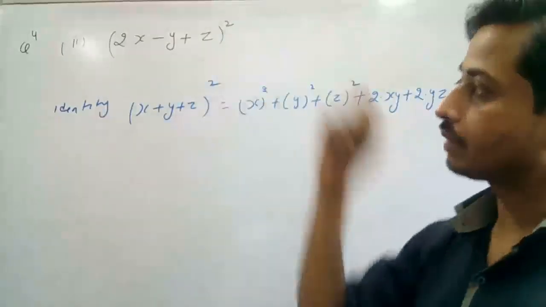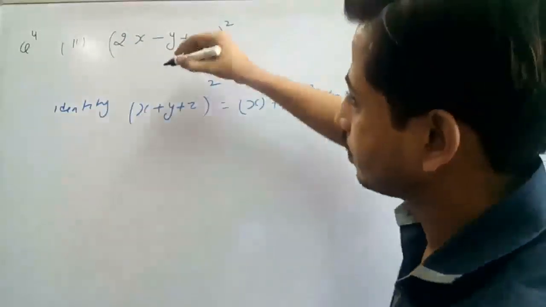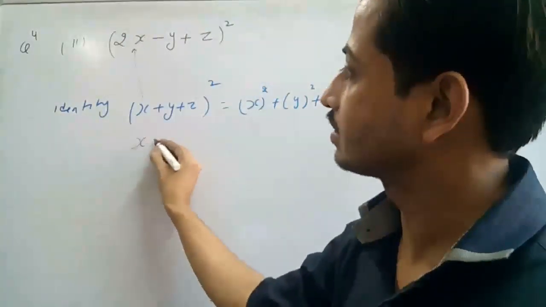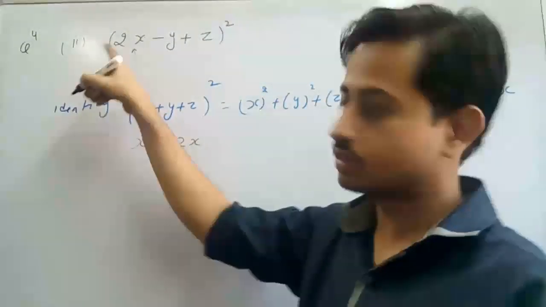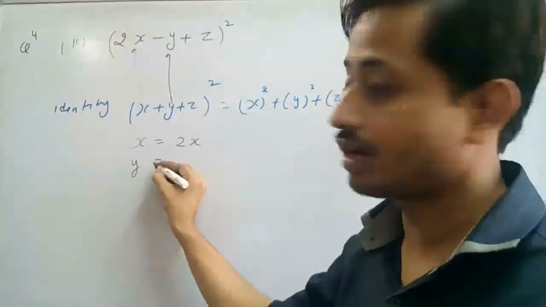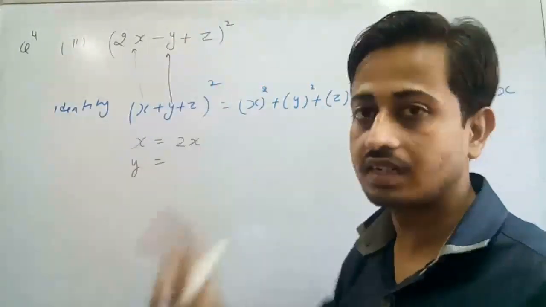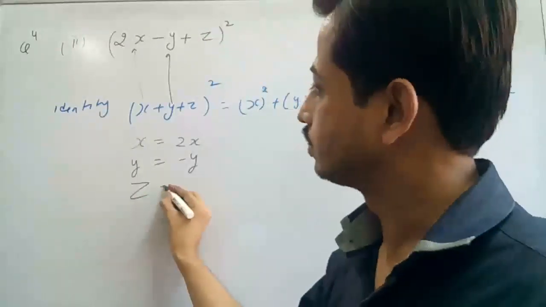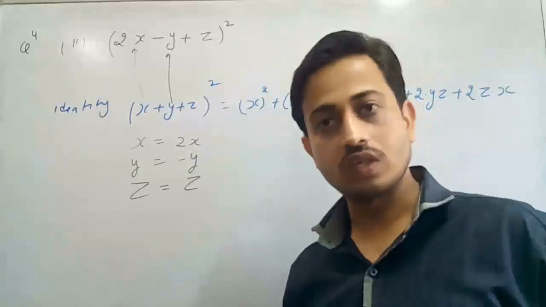Now look at the second part. It's same. First step is do comparison. First term with first term, so you get x is equal to 2x. Now to compare, second term: y is equal to y, but the sign is negative. Here the sign is positive, but here the sign is negative. So y is minus y. Z is z. So it's very simple.